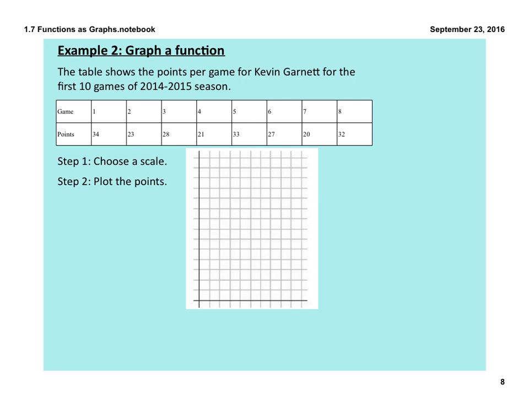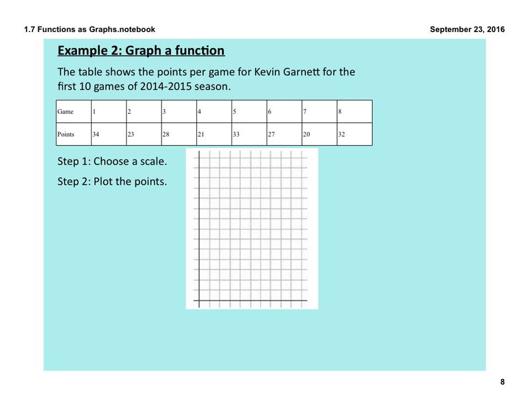In the second example, we have a table showing the points per game for Kevin Garnett for the first 10 games of 2014-15 season. We can examine this table and see that this is indeed a function because for every one of these input values, there is only one output. In the first game, he scored 34 points. He can't score 34 points and 7 points in the same game. He's going to score some number of points in each one of these games. This is indeed a function.